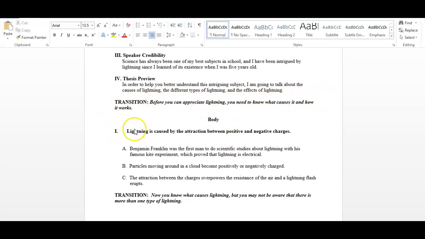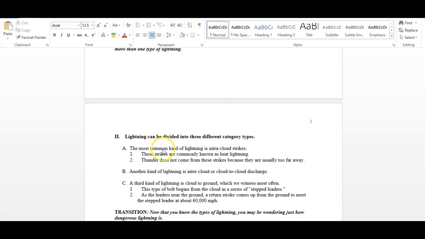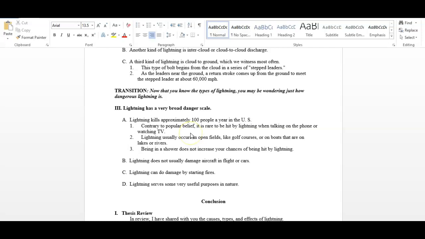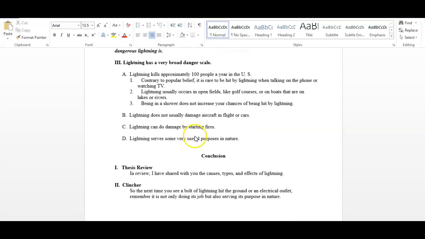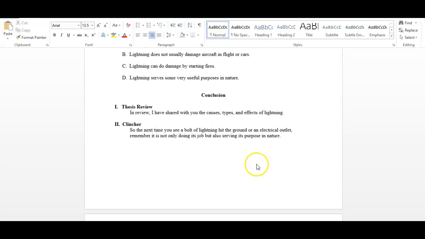First point. Lightning is caused by the attraction between positive and negative charges. Notice that the transition and the first point are not the same. They do not contain the same information. Number one mistake of my students in this class. This is just like a general showing motion, showing transition. This is the actual information. Then we have complete sentence subpoints, transition to the second point, and so forth and so on. So read over this. Literally just go plug in your information in the spots.